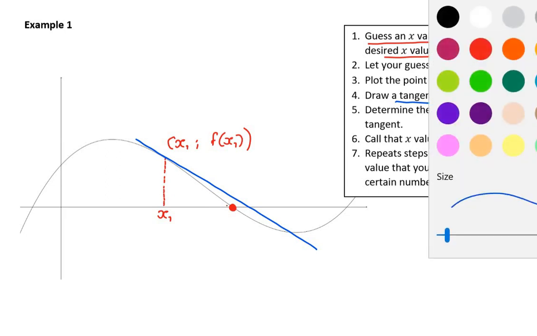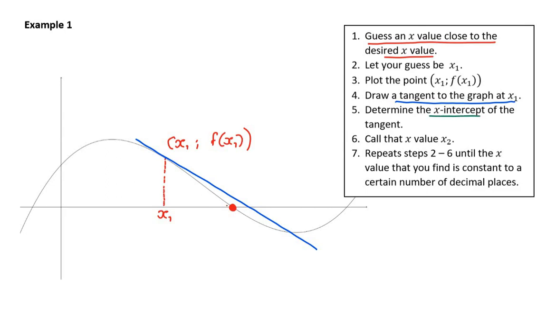Now step 5 says determine the x-intercept of this tangent. So for example, that would now be the x-intercept of this tangent. And we call that value x2. Now as you can see, that x is now closer to my desired solution than when I started. So I have now found an x value closer to the desired solution. So it's now more accurate. I mean, it's still grossly inaccurate, but we're going to keep going.